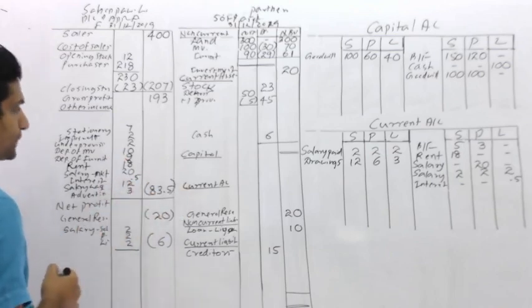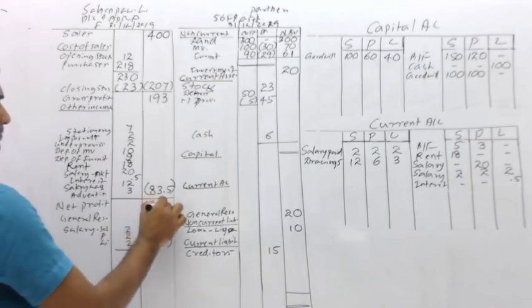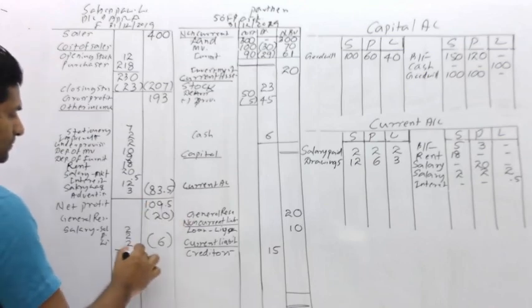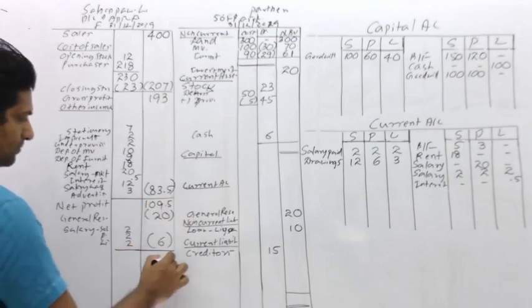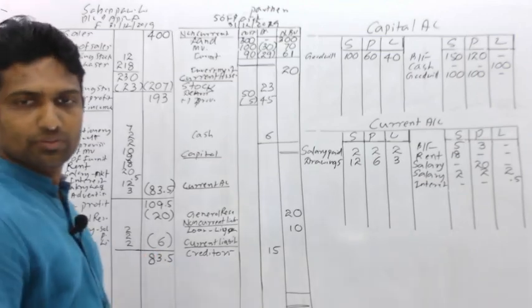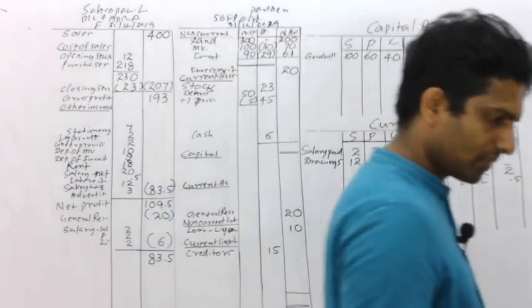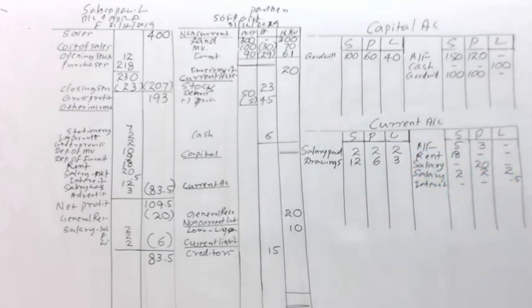This is the total of the expenses. Is it 83.5? Please tell me. Now, how is it? Is the profit 83.5? Yes. Share according to their new profit sharing ratio, that is 5:3:2. New profit sharing ratio is 5:3:2. Yes.